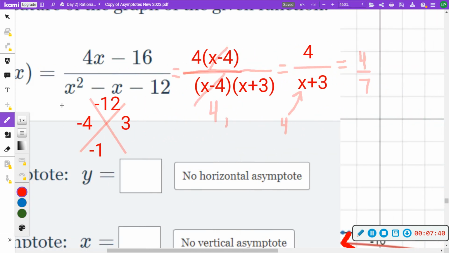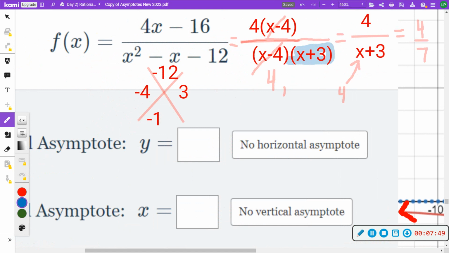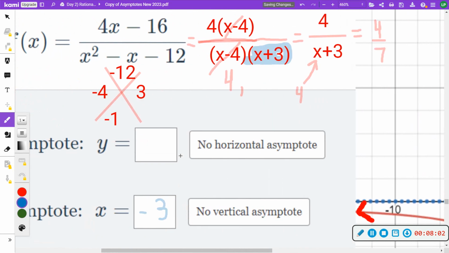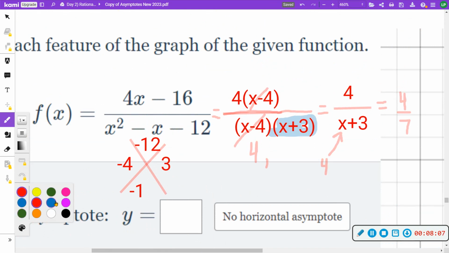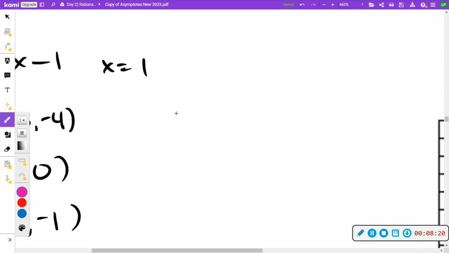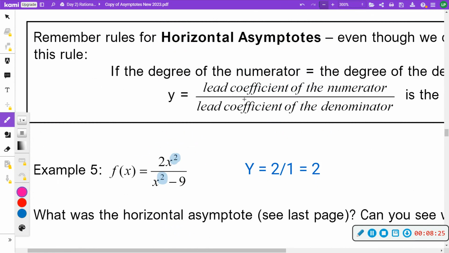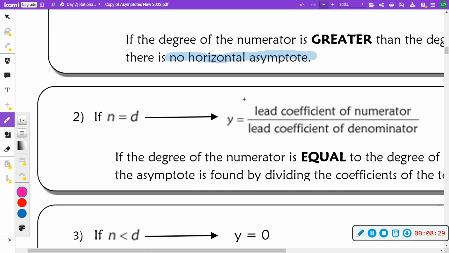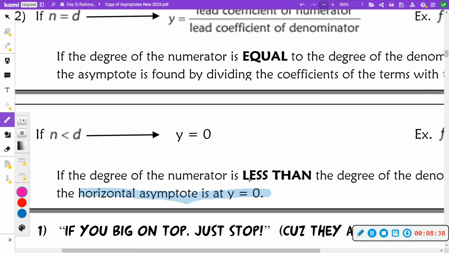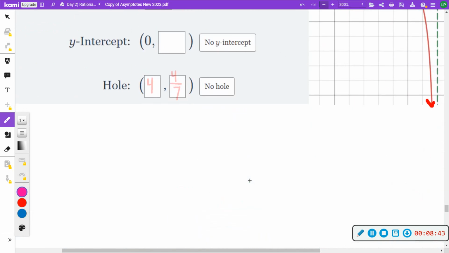My vertical asymptote, that would come from this part right here. What number plus 3 is 0? That'd be negative 3. So my vertical asymptote is at negative 3, which we could confirm by the graph. See, negative 3 right there, vertical asymptote. Horizontal, remember, I compared the degrees. Degree here is 1, degree here is 2. So when this is smaller than that, what do we do? We talked about it. Sorry, I always forget what page it's on. Degrees bigger, degrees the same. When that's less than that, then we always have a horizontal asymptote at y equals 0. So now I know my horizontal asymptote is at y equals 0.